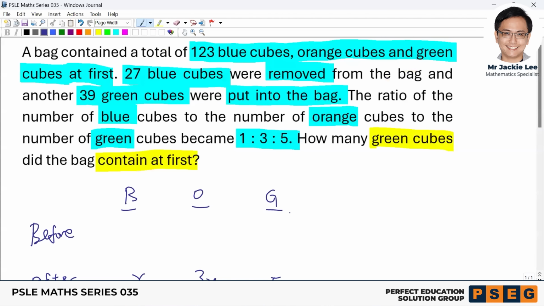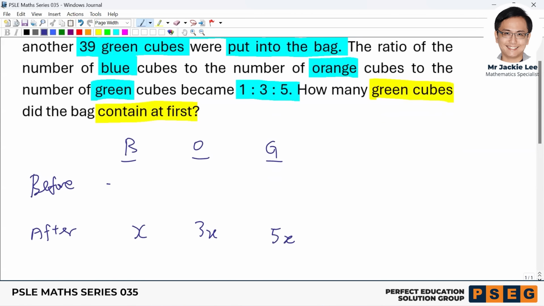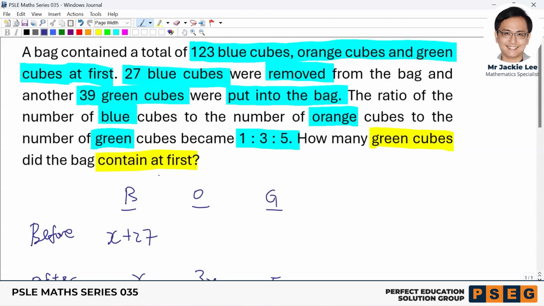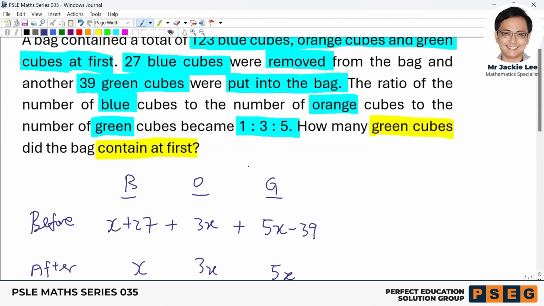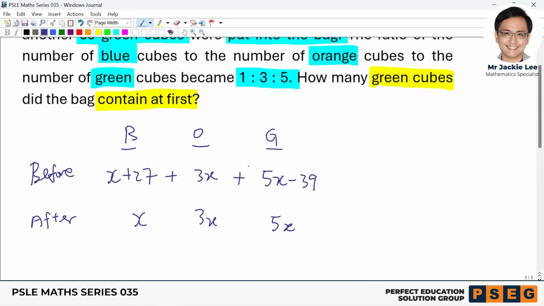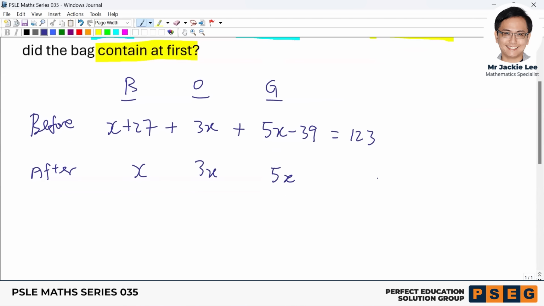So after that we go and undo. So we go back. 27 blue cubes were actually removed, so before, we should add back the 27. For the green cubes, that one was added in, so now we undo this, so minus. The only thing unchanged is the orange, no change. And when all this adds together, it goes back to the initial number, which is 123. So we are basically trying to solve this equation.